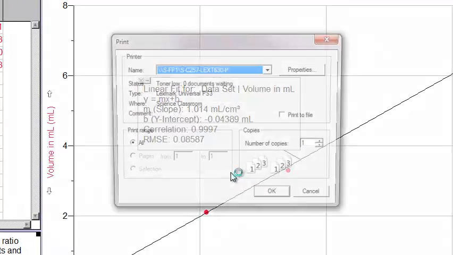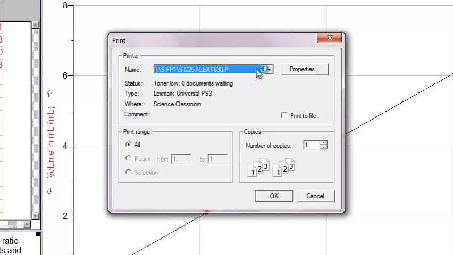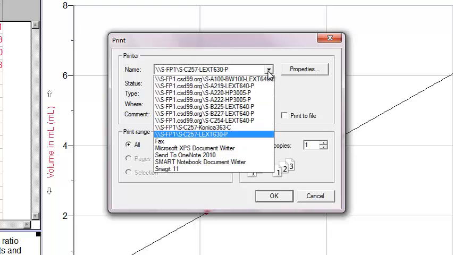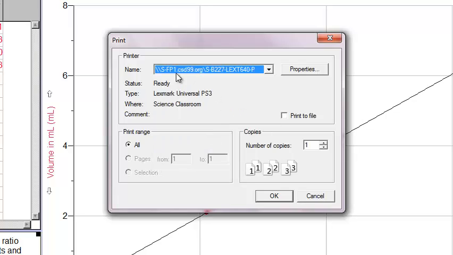And then when I go to print, of course, what you're going to do is choose the printer that is appropriate for the room that you're in. Make sure that if you're in room B227 or B225 or one of the other chemistry rooms or other science rooms, you're selecting a printer that has the room number indicated in the name of that printer. And so when you go to print, you'll click OK, make sure that you're choosing the right printer. And usually the computers that are in those rooms are going to default to the appropriate printer, but it's always a good idea to double check.